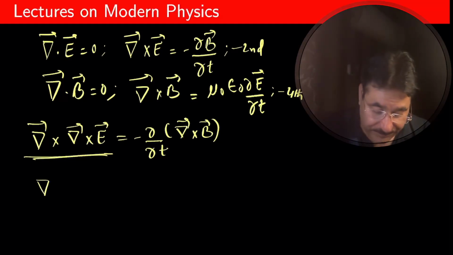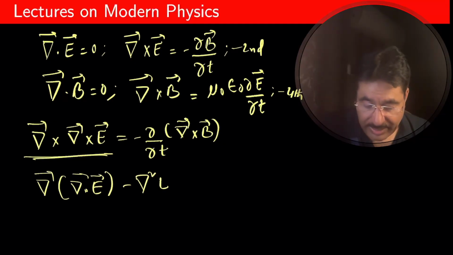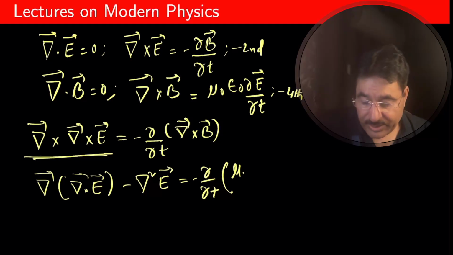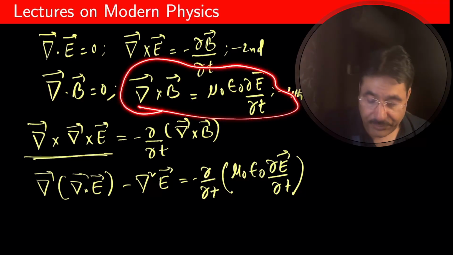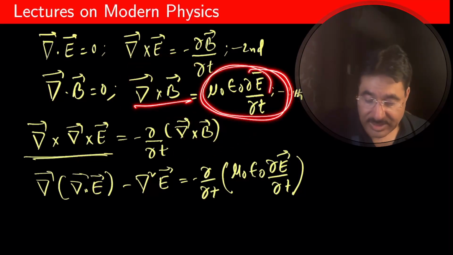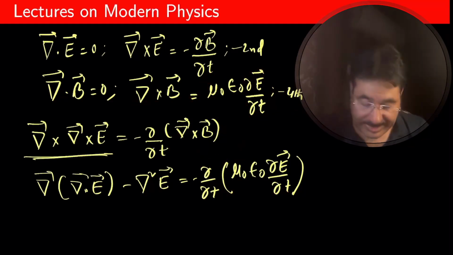It is equal to the gradient of divergence of E minus del square E, equal to minus del by del t of del cross B, which is in the fourth equation, mu naught epsilon naught del E by del t. So what I have done is I've used the fourth equation and substituted it here. The value of this del cross B is substituted here. That's why I'm writing it this way. I hope it clarifies the idea.